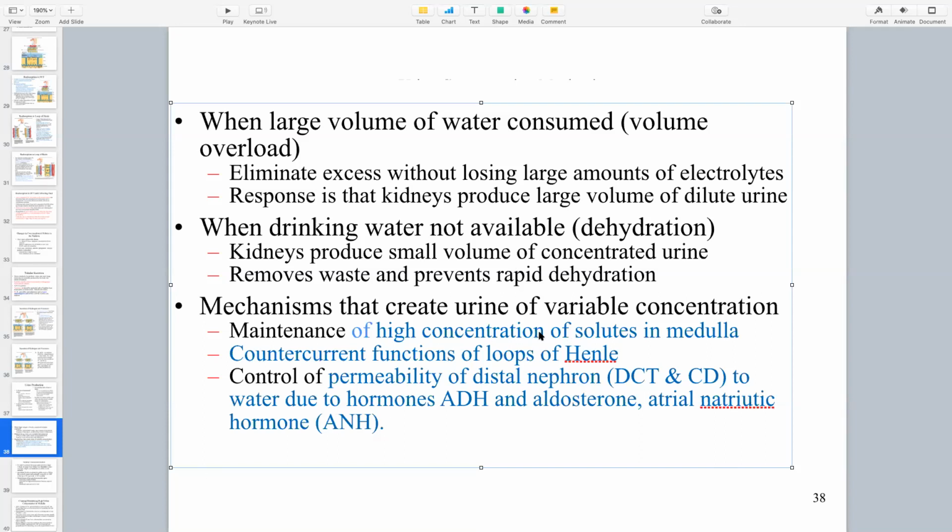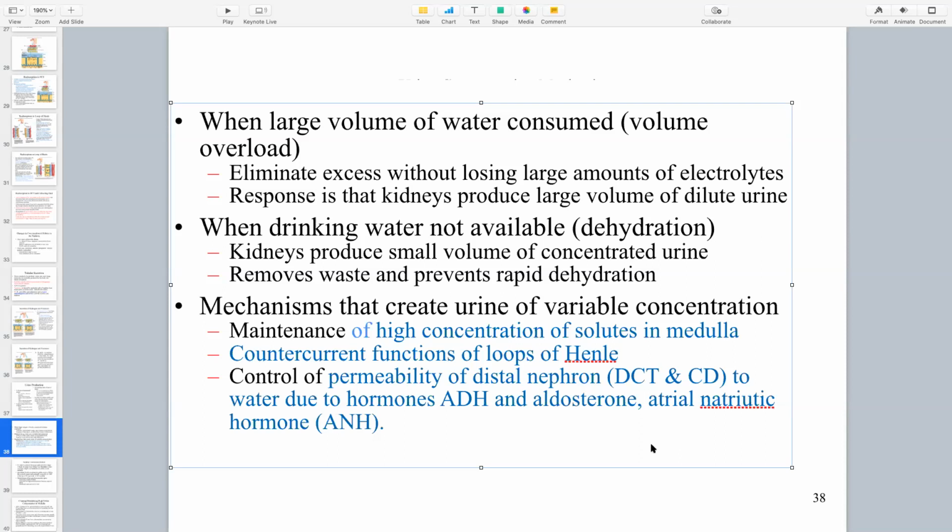Mechanisms that create urine of variable concentration: maintenance of high concentration of solids in the medulla. So if you concentrate the medulla, as the filtrate goes down the descending loop, water exits because the interstitial fluid of the medulla is so concentrated. Water will then leave on the descending limb. Then there are the countercurrent functions of the loop, and ADH and aldosterone, and even another one called ANH.